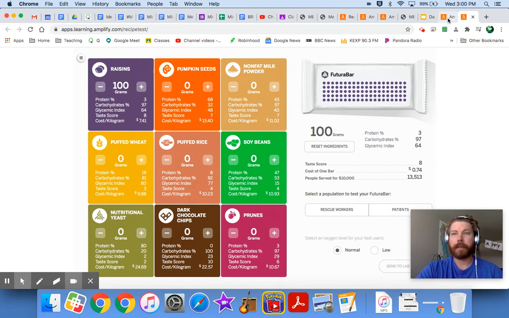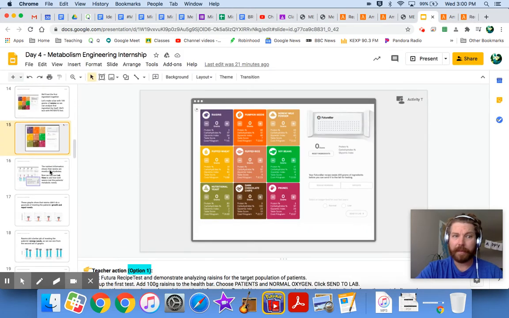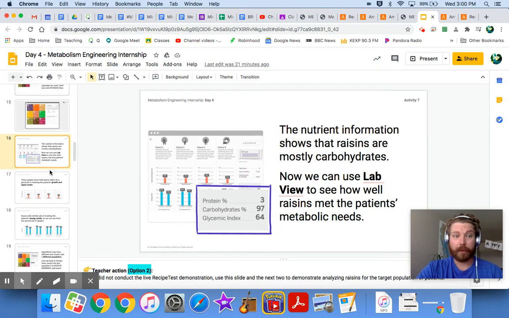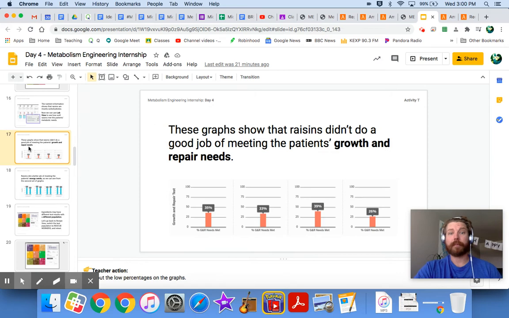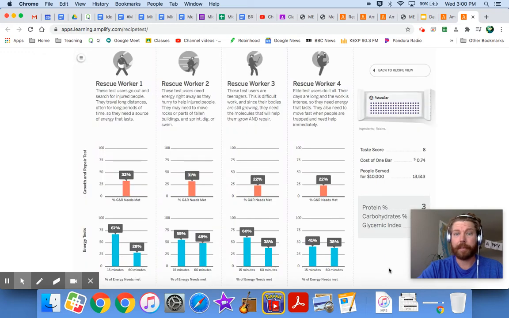Out of 10. All right, so now what do we need to do, Ms. Reagan? Well, we did that. We want to go to the lab view, and we're going to record some information. So when we go to lab view, these graphs show us, and if I go to lab view here, did it say do rescue workers or patients? I'm pretty sure it said rescue workers. We'll send to lab.